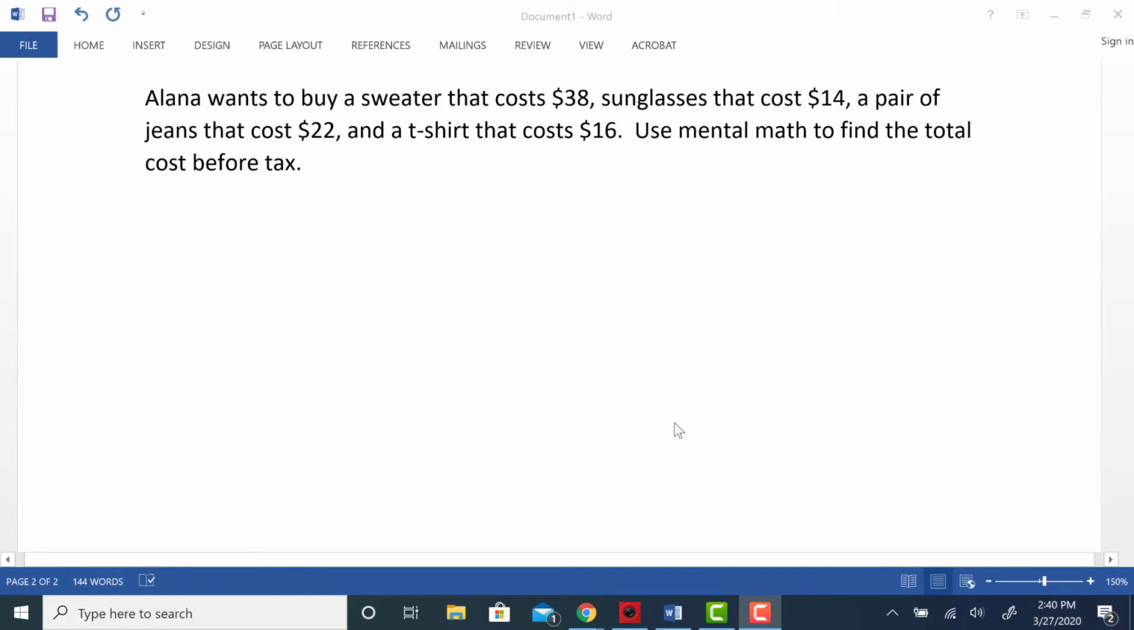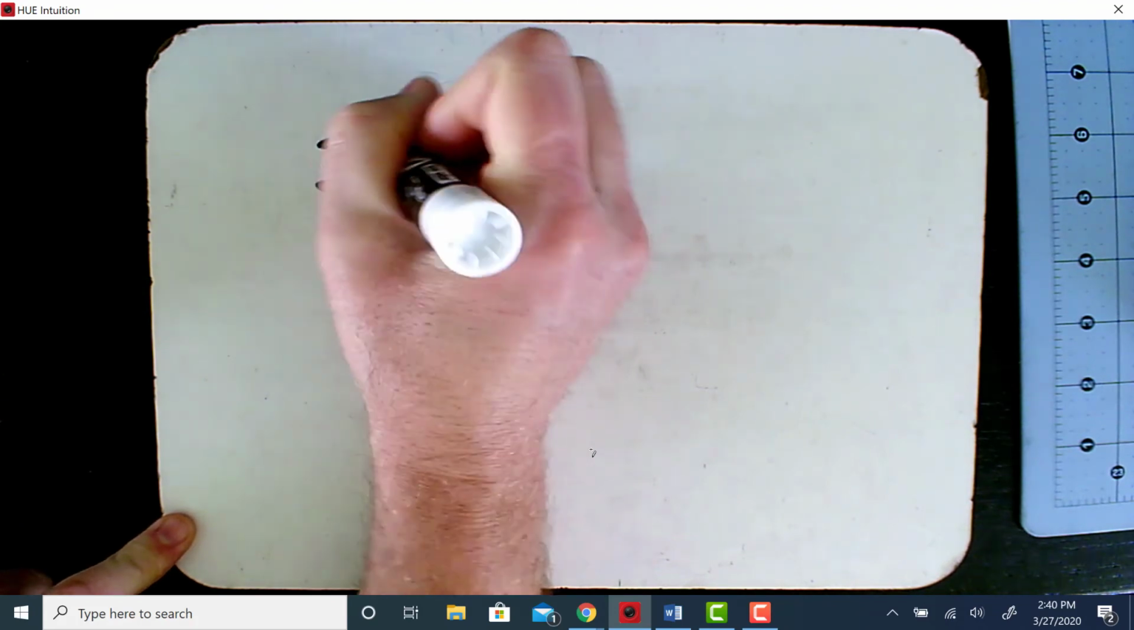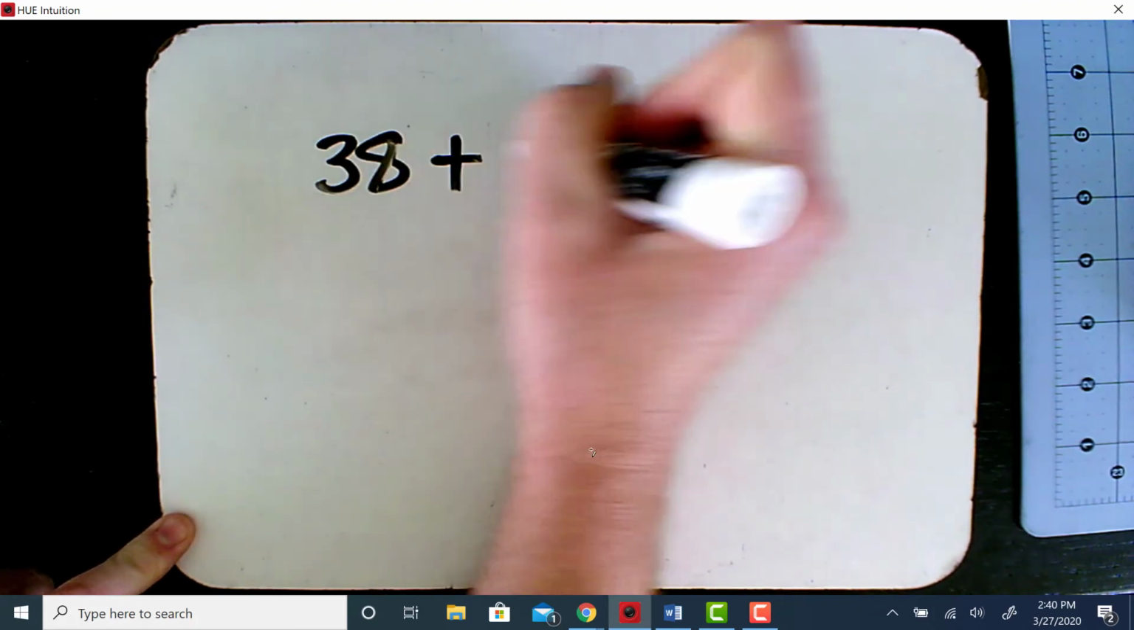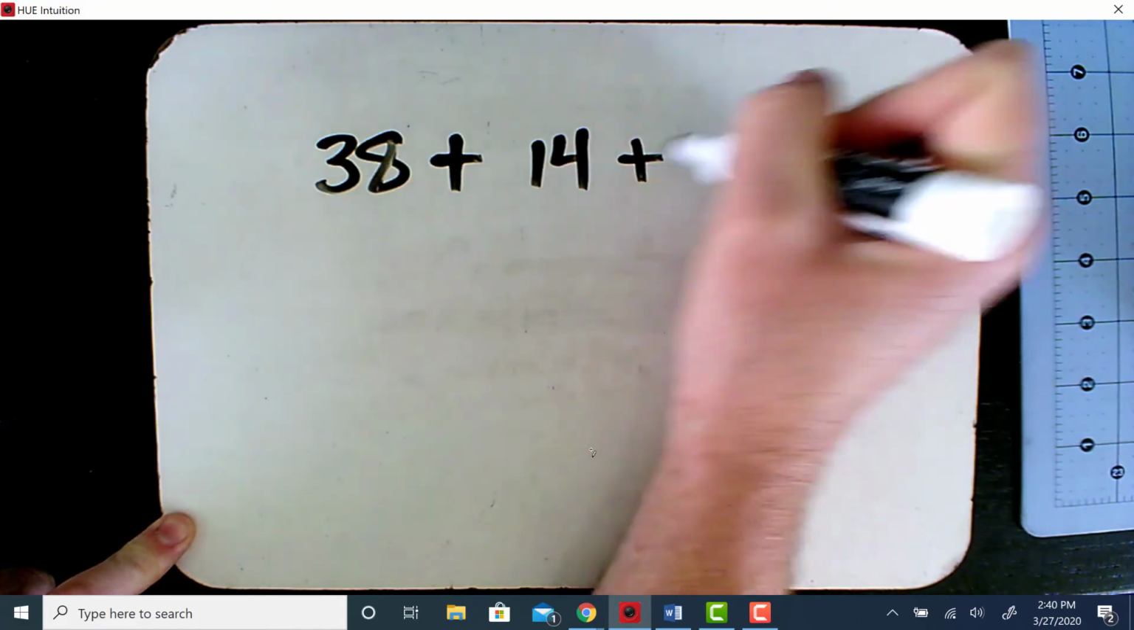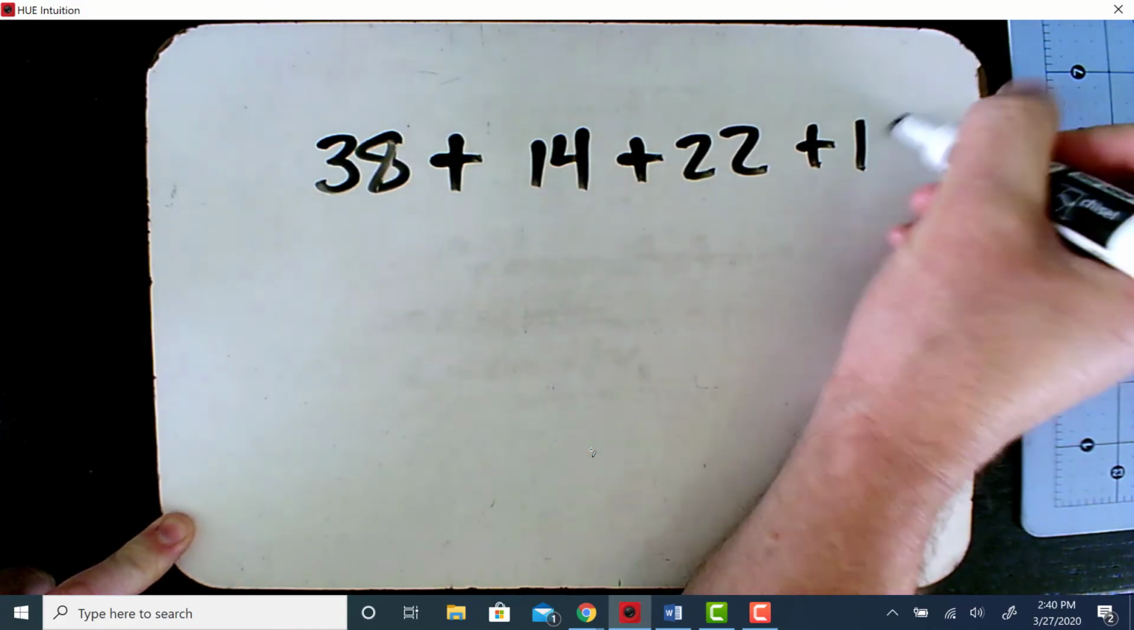Now let's look at a word problem. So I see here that Alana wants to buy a sweater that costs $38, sunglasses that cost $14, a pair of jeans that cost $22, and a t-shirt that costs $16. And it says to use mental math to find the cost before tax. Now with this problem, I can actually use one of my math properties to help me solve it. Now normally doing this, and I'm going to show you my board even though we wouldn't typically do this, okay? I believe our first number was 38, our second one was 14, then we had 22, and we had 16, because that's what we do to find this.